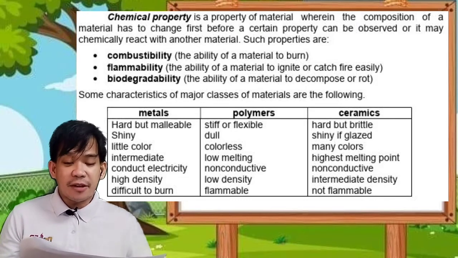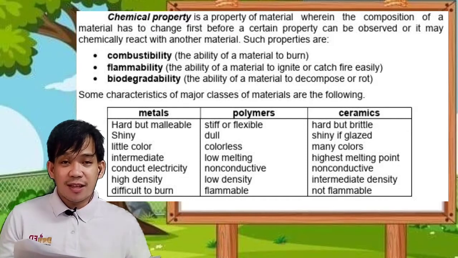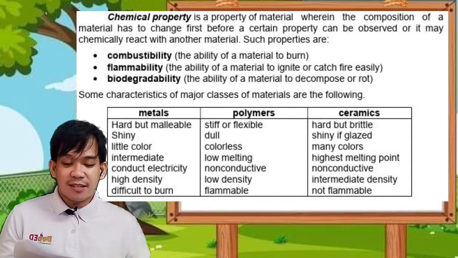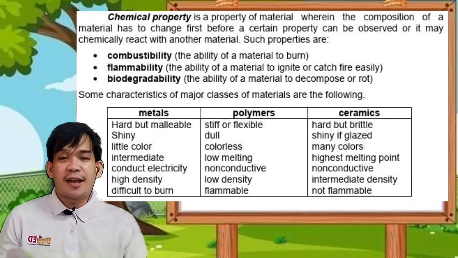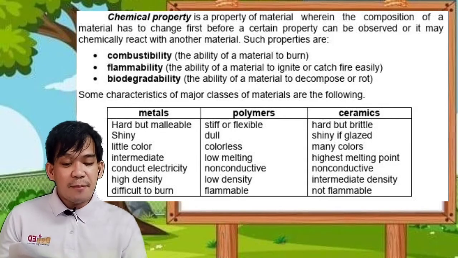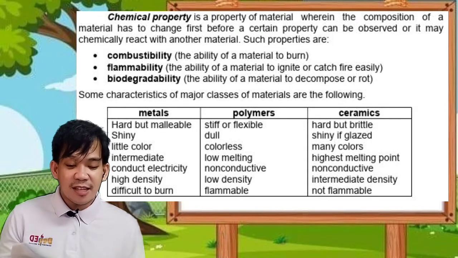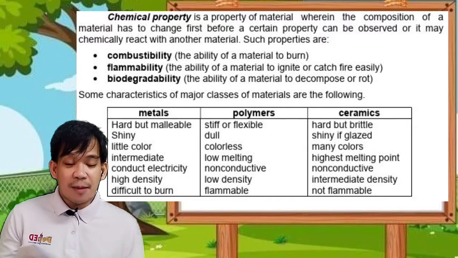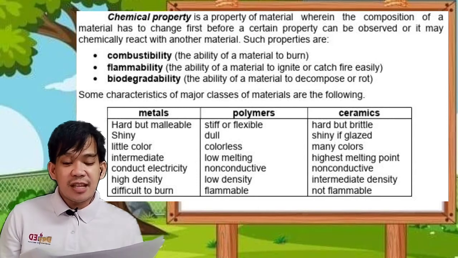Next, polymers. Characteristic of polymers, stiff or flexible. Dull. Okay, medyo malamlam. Colorless. Low melting. Non-conductive. Low density. And flammable. Ayan. Next, ceramics. So, ito na yung mga materials which are made up of glass and yung mga ginagamit sa paggawa ng pots. Okay, yung mga cement. Ano yung mga characteristics nila?